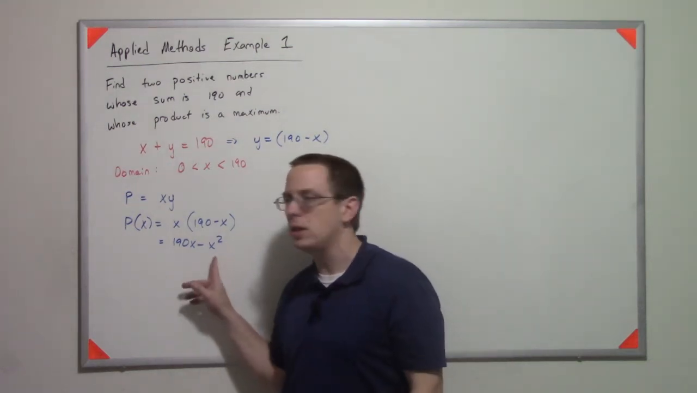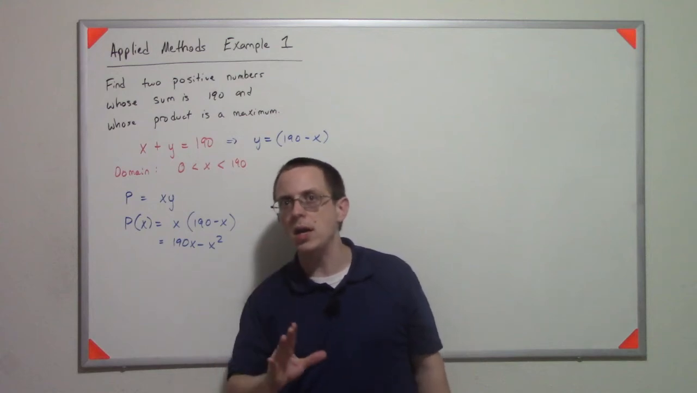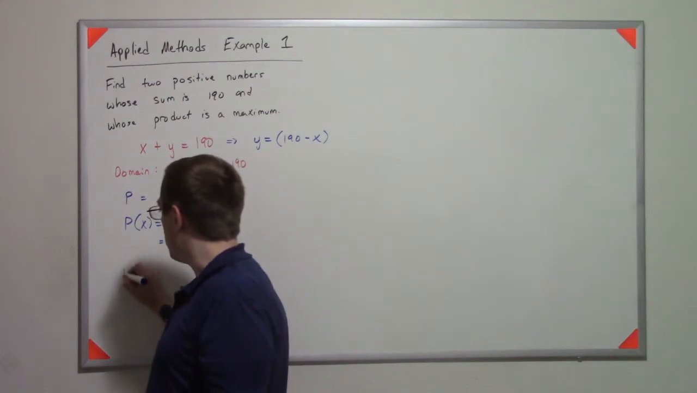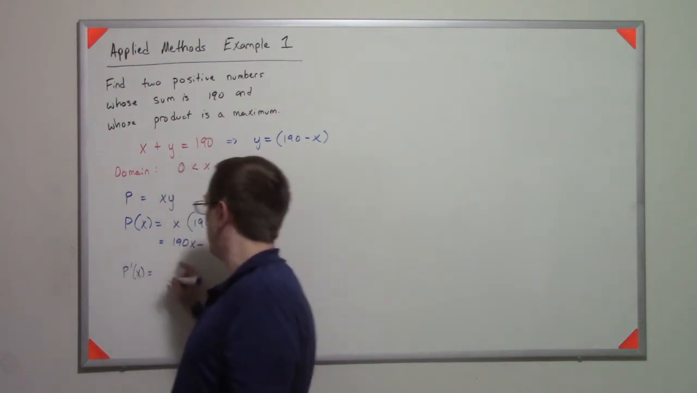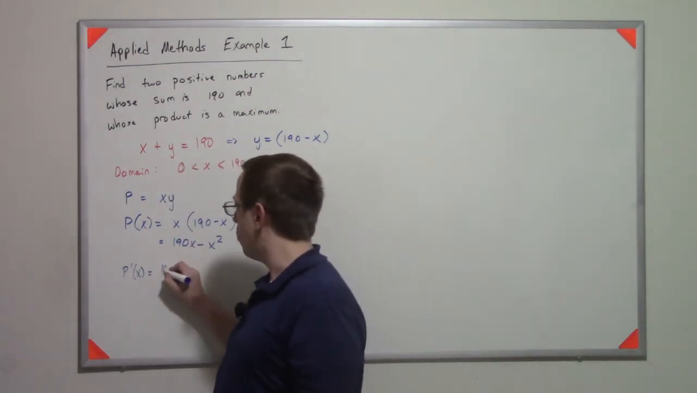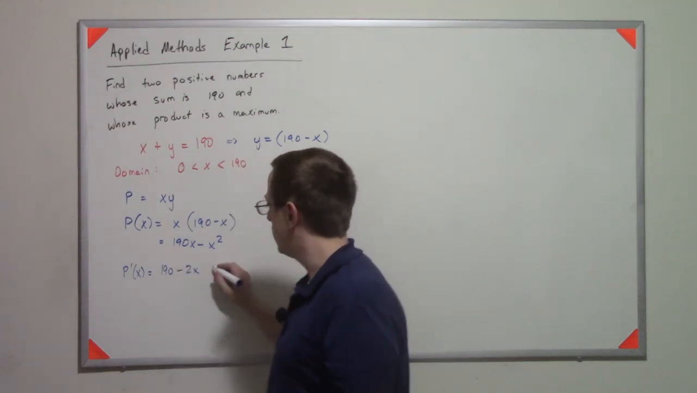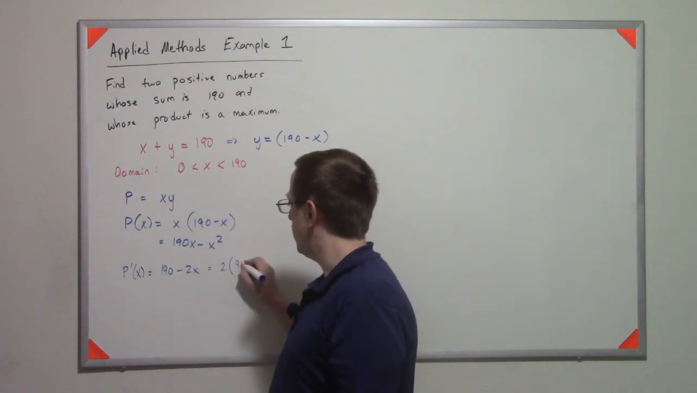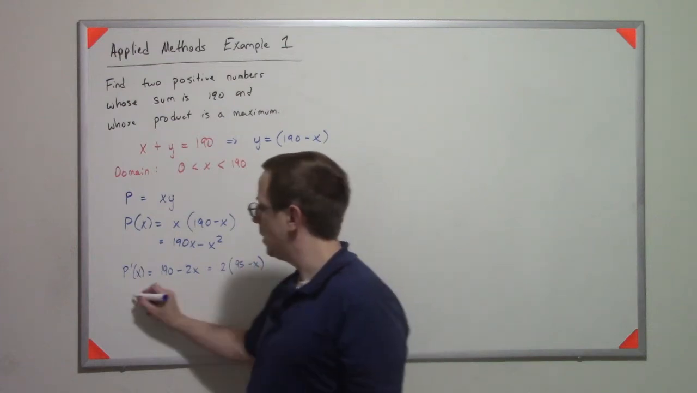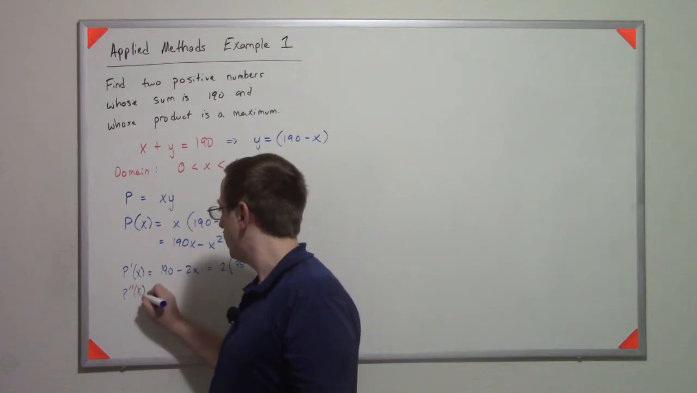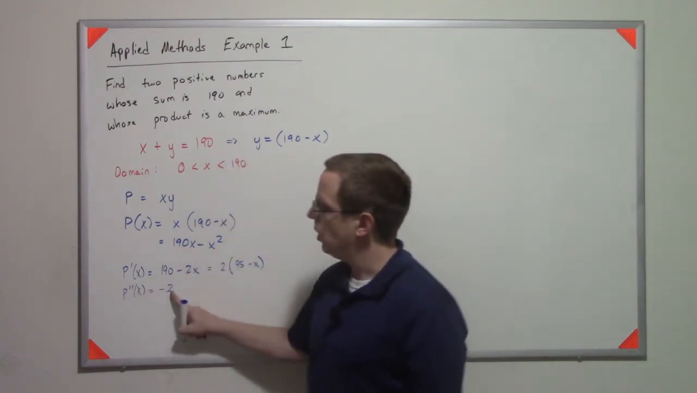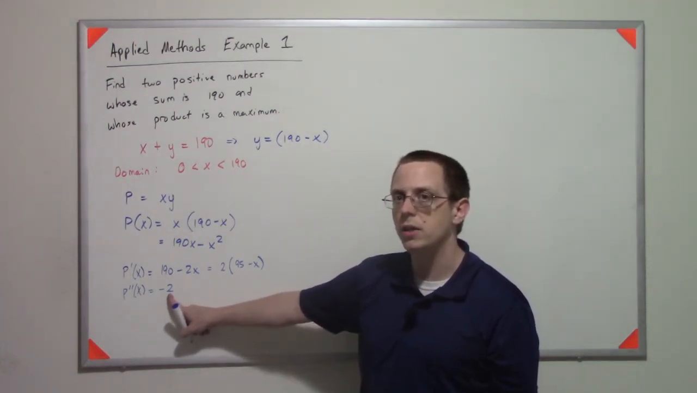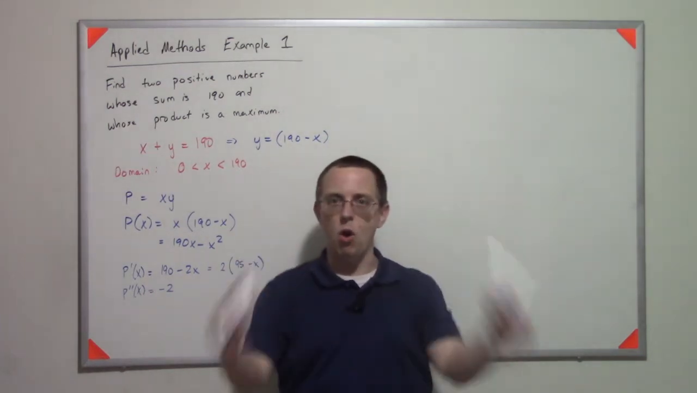If you get to this point, you are way, way close to the end. At this point we need to get its derivative, and let's go ahead and get its second derivative for good measure. Its first derivative is 190 minus 2x, which is the same thing as 2 times (95 minus x). And its second derivative is negative 2. Since the second derivative is negative, whatever critical value we find is going to be a maximum because it's always concave down.